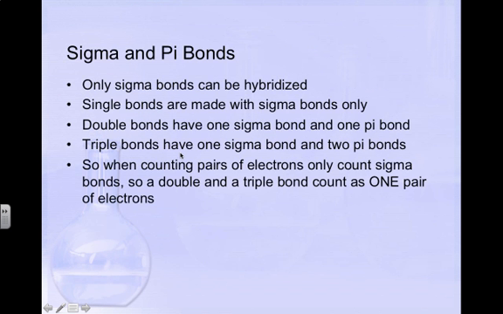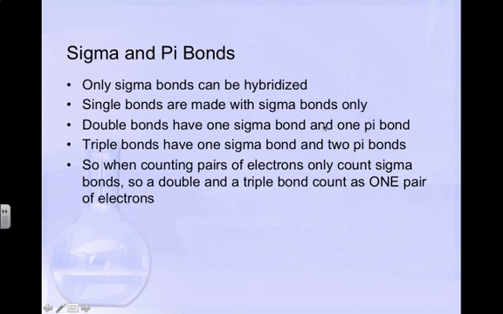Okay, so why is this important? Okay, sigma bonds can be hybridized. Pi bonds cannot. So this is why when you count your double and your triple bonds, you only count it as 1 pair because you're only counting the sigma bonds. Okay? A single bond is made with sigma bonds only. A double bond will have 1 sigma and then 1 pi bond.